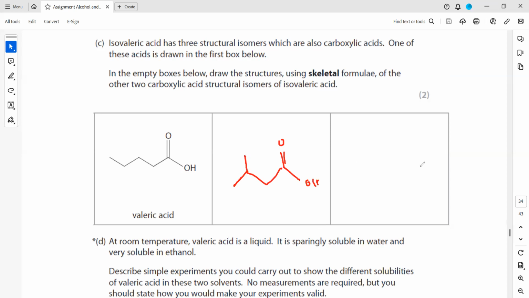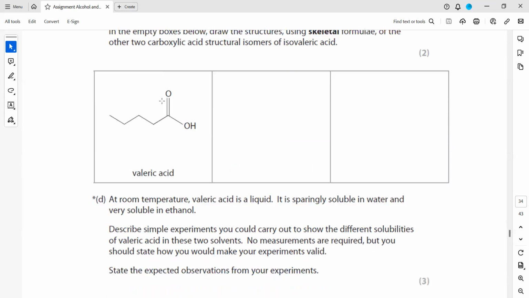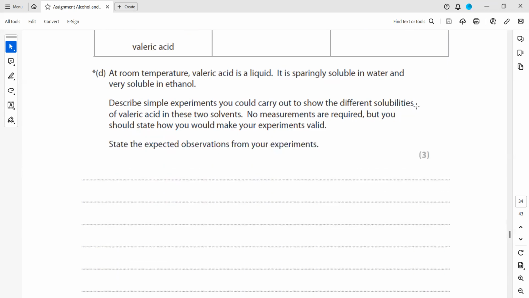Or another one, because it's a skeletal formula, we are not supposed to write the carbon here. So this is OH. So 1, 2, and then we can make two branches, one up, because we need 1, 2, 3, 4, 5 carbons. So all of them have 5 carbons. So 5 carbon atoms are there. So these are the isomers of isovaleric acid or valeric acid.